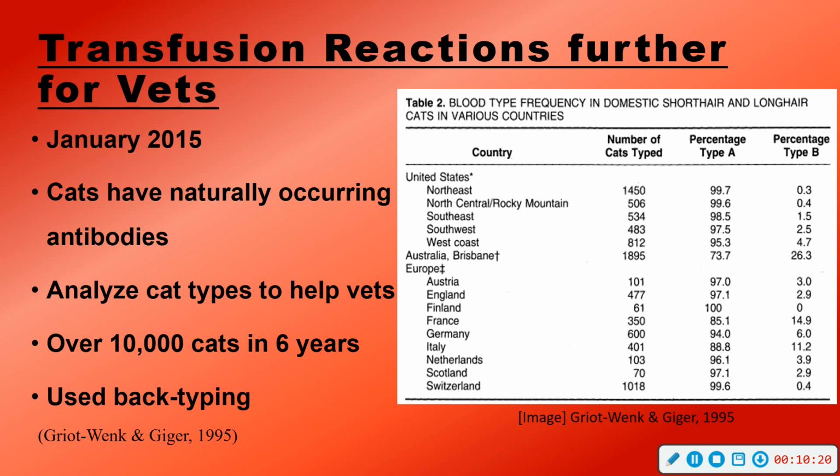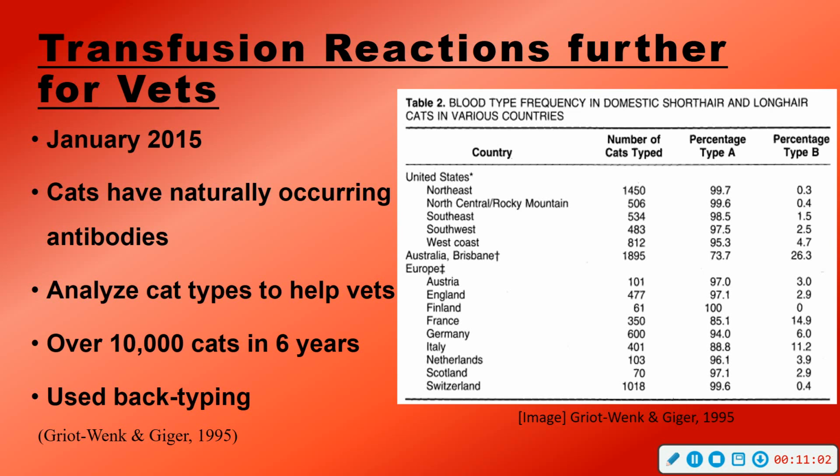Apparently in 1995 there was a huge issue with cats being anemic. And vets, when dealing with dogs, don't usually have blood issues because dogs don't have antibodies that naturally occur in their body. But cats do. They have naturally occurring antibodies like humans. So this study was to analyze all the different cat types so that veterinarians could use that information to help save lives and cure medical issues with cats that were brought to them.